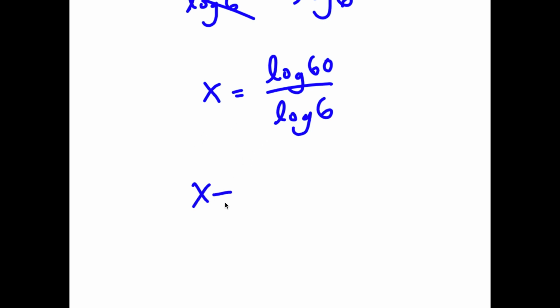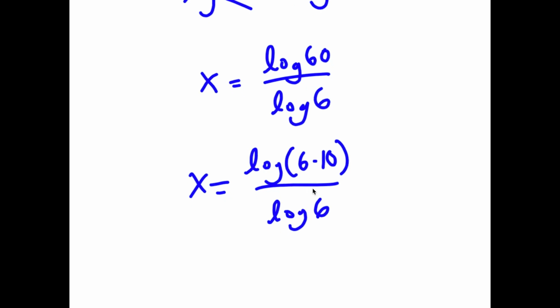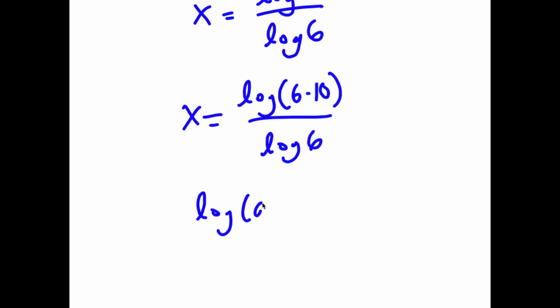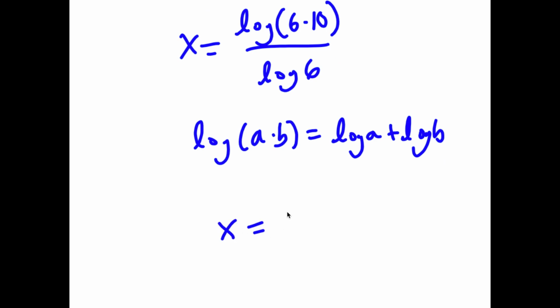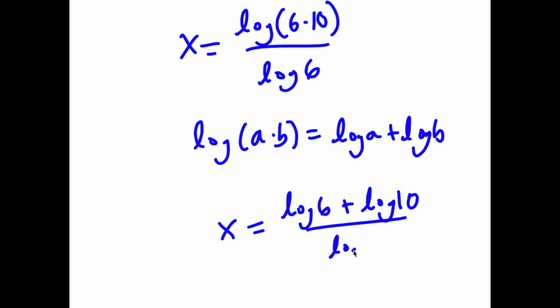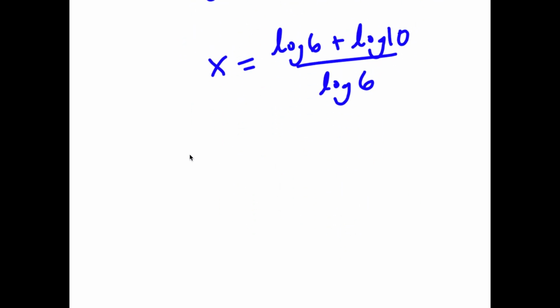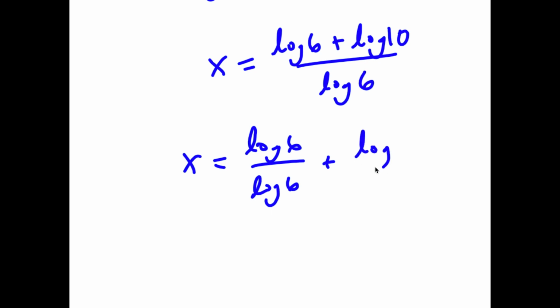Now log 60 I can rewrite as log of 6 times 10. So I have this over log 6. And if I have something in the form log of a times b, this is equal to log a plus log b. So log 6 times 10 is going to equal log 6 plus log 10. And I have this over log 6. So now, this is the same thing as log 6 over log 6 plus log 10 over log 6.